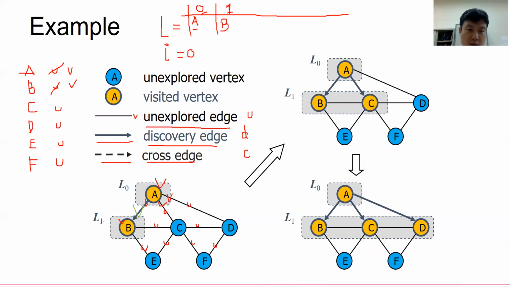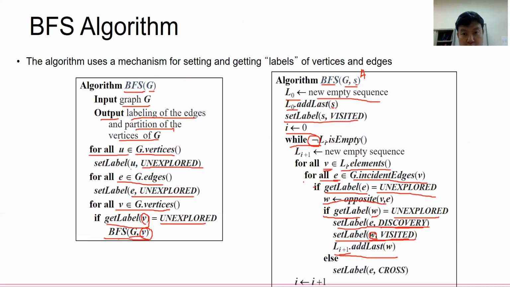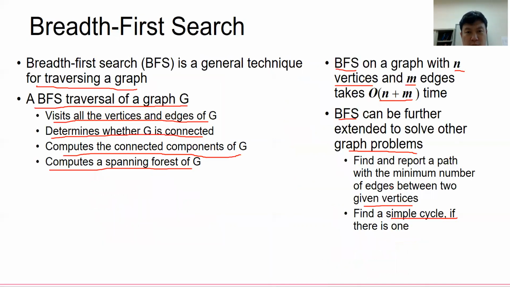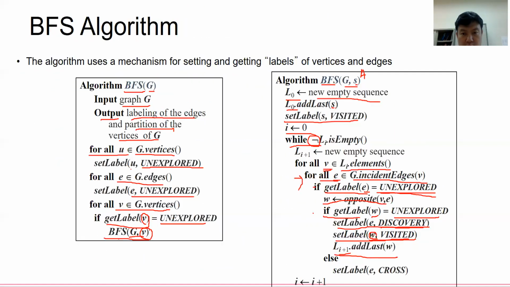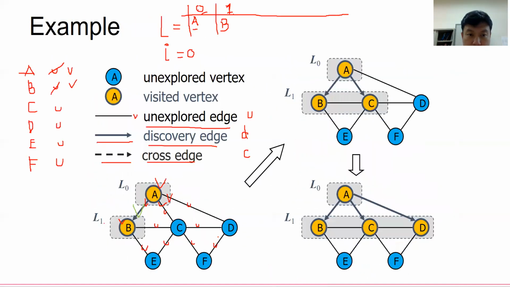Okay, so this is the L0, and I put the L1. Oh, I have another H to Z. If it is an H to C, another statement is to get the label E is unexplored. If it is unexplored, yes, this is unexplored, then what we can do next is to get the opposite. The opposite of V comma E is C. Okay, this is the opposite.